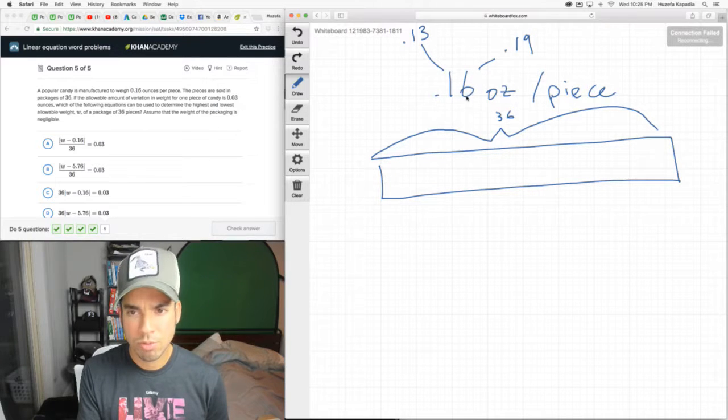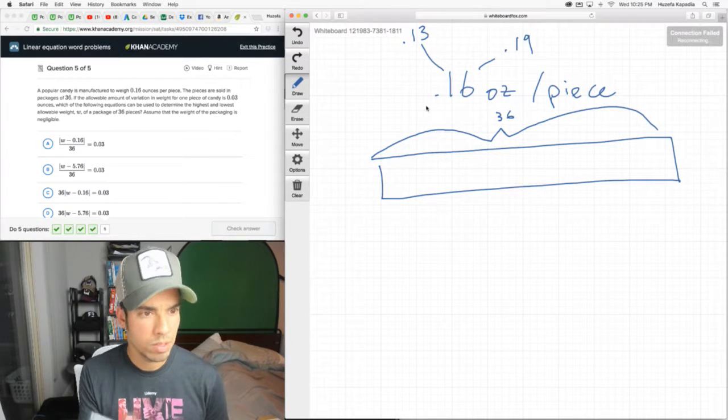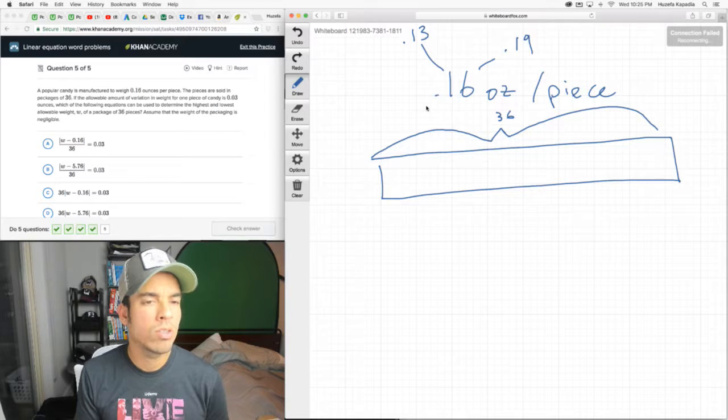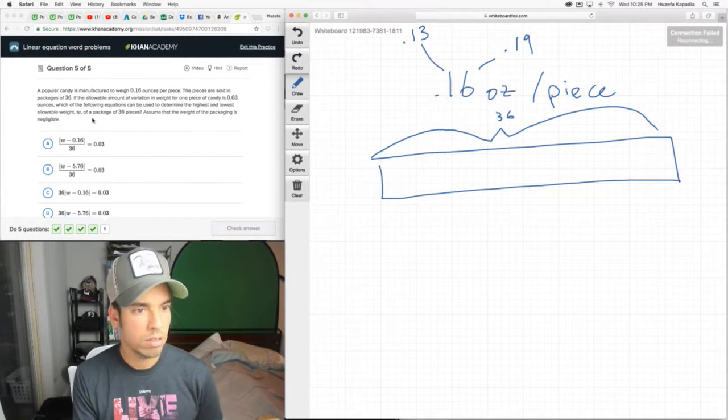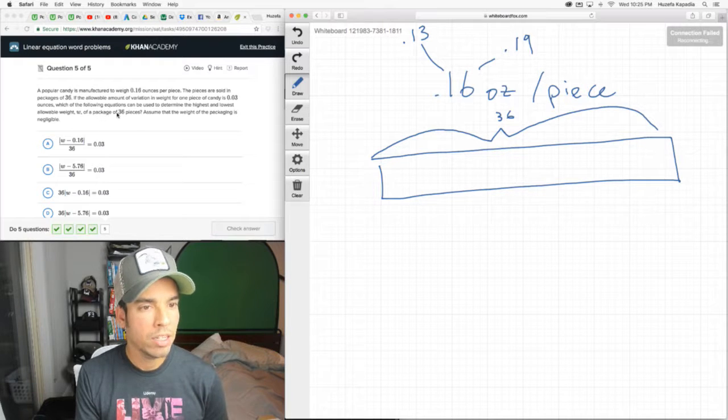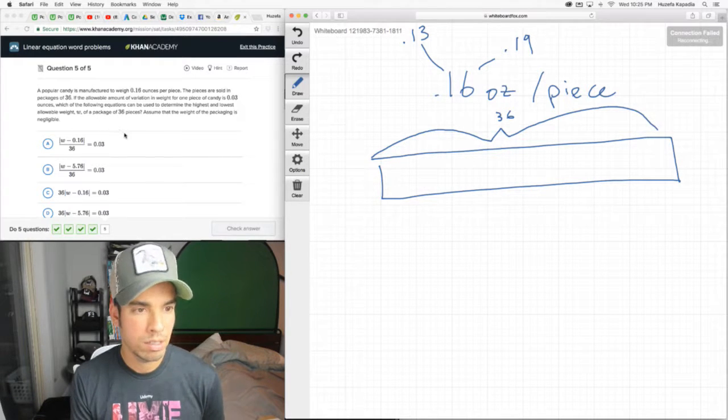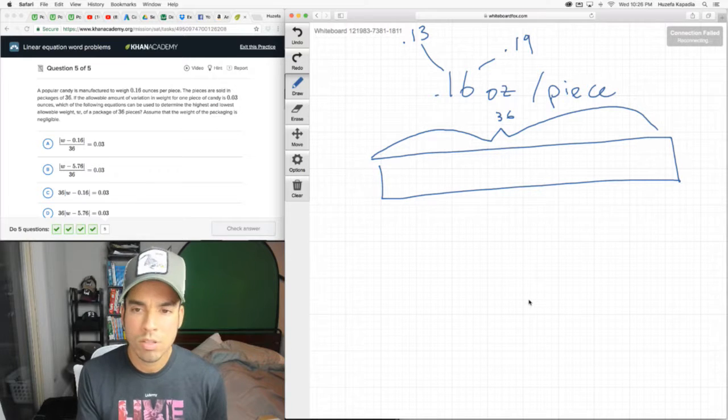Right, we're adding 0.03 to this and subtracting 0.03 from this. Which of the following equations can be used to determine the highest and lowest allowable weight, W, of a package of 36 pieces? Okay, so here's what this is all about.